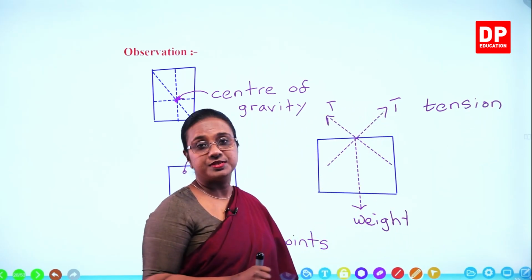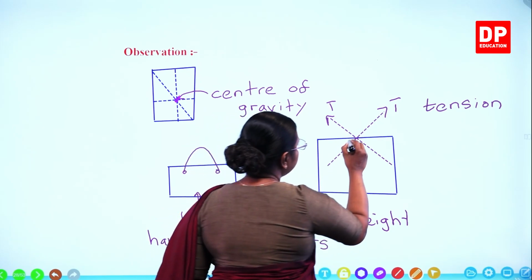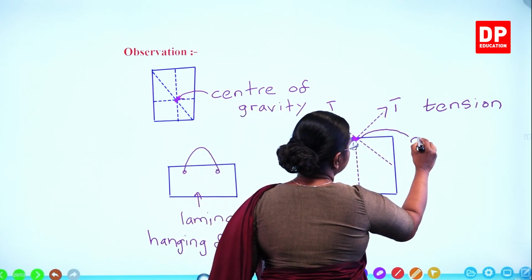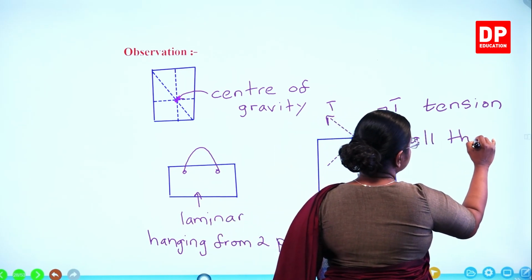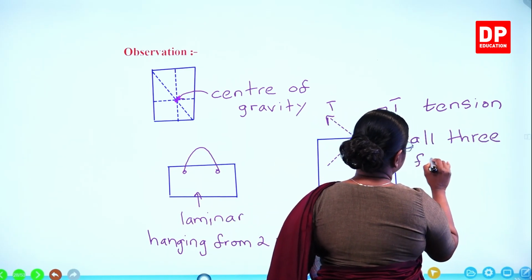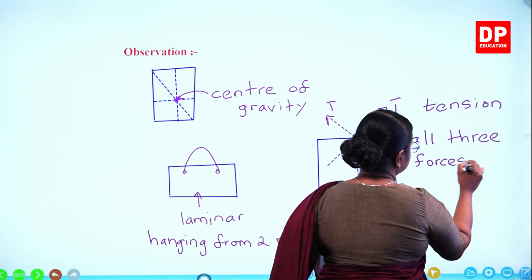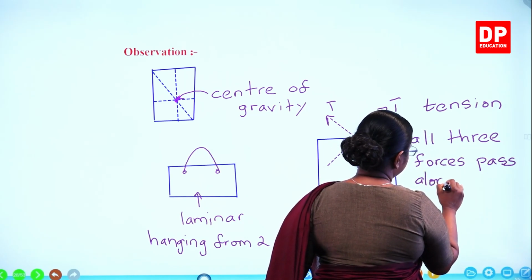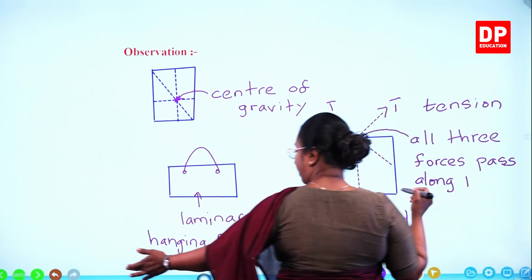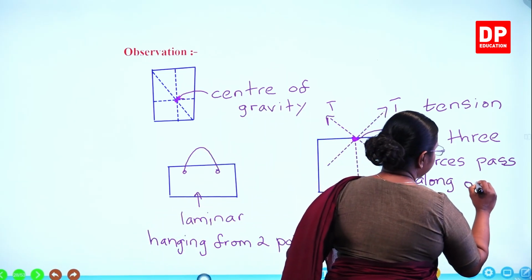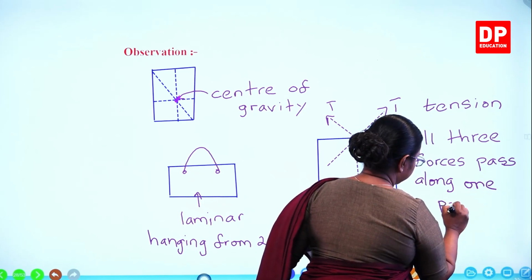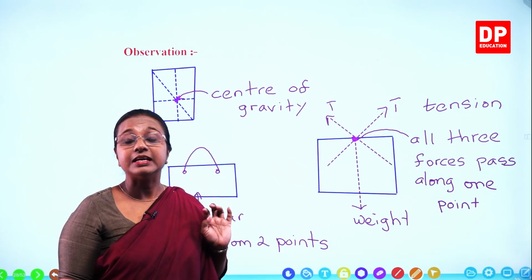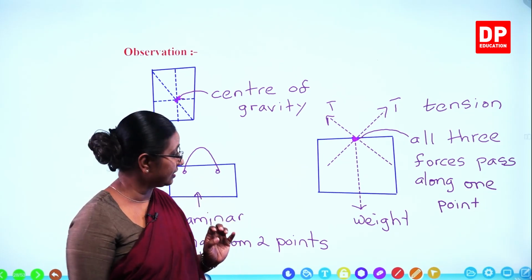What can you observe there? All three forces pass through this point, along one point. So that is the condition that has to be satisfied.